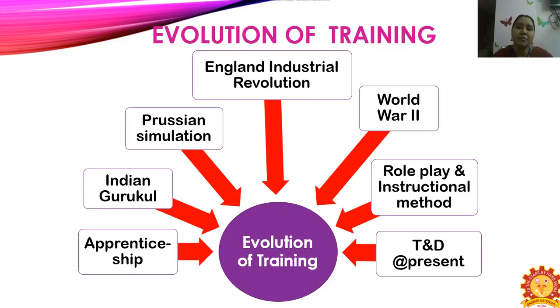Then the Prussian simulation, this was the third event that became part of the evolution of training programs. Today's Prussia consists of Germany and Poland together. In this place, military officers were trained from the year 1812, so they got exposed to war games. There was a simulation, a setup of a war place, which consisted of a war-based game built around one particular place.